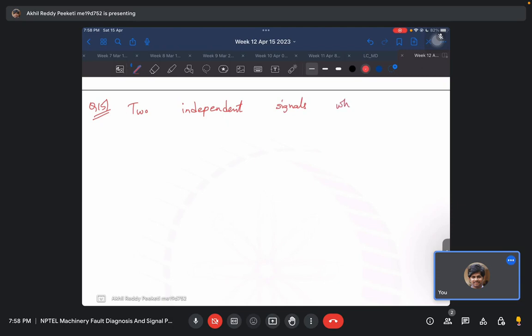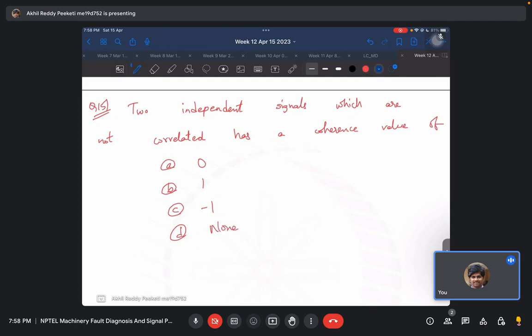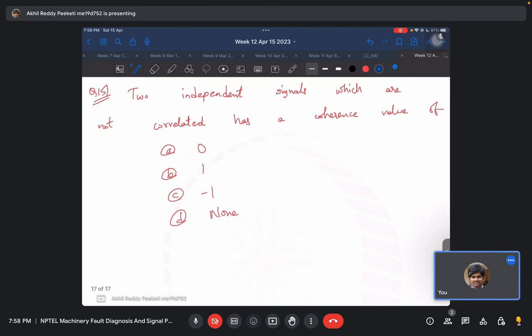Independent signals which are not correlated have a coherence value of, options 0, 1, -1, none. So two independent signals which are not correlated at all should have a coherence value of, so if they are completely independent, then the coherence value is 0.